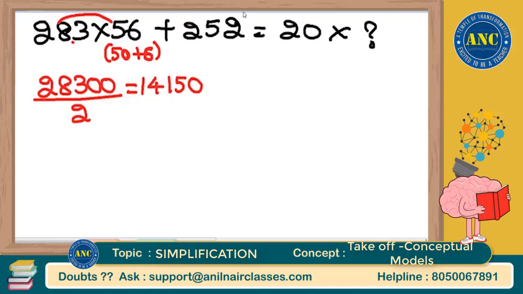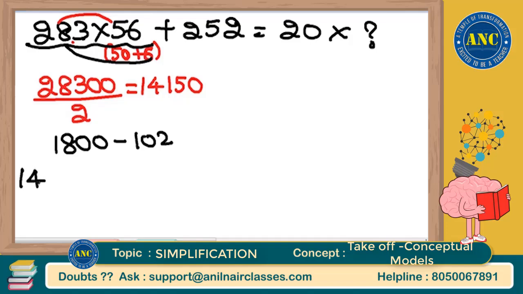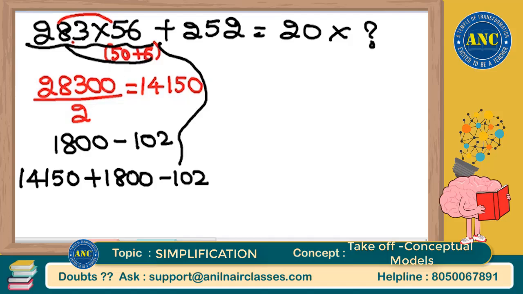283 into 6. Can I say it as 300 into 6 is 1800 minus 17 into 6 is 102? That means this entire number is nothing but 14150 plus 1800 minus 102. You should write it a little faster in your exam. Next, plus 252 is what I have, equal to 20 times question mark.